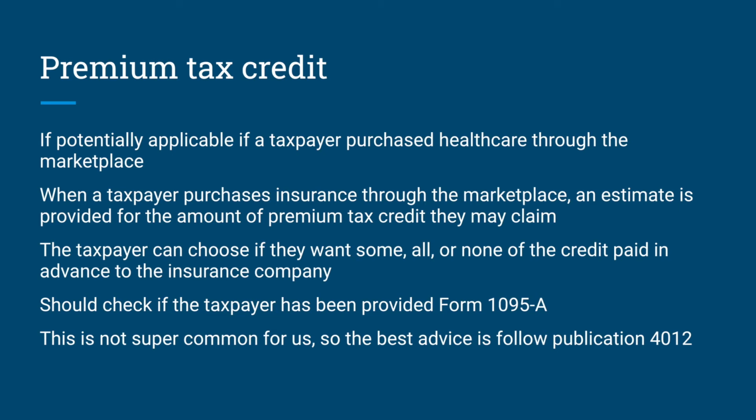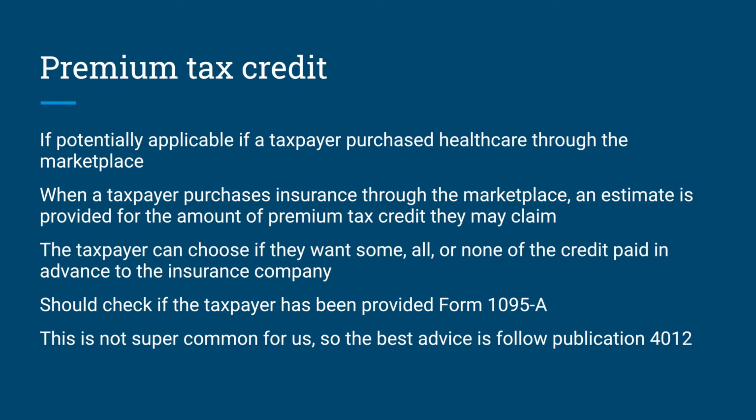So basically what happens is when a taxpayer purchases insurance through the marketplace, an estimate is provided for the amount of premium tax credit that they may claim. And then the taxpayer is given the option to choose if they want some, all, or none of the credit paid in advance to the insurance company that they are getting insurance from through the marketplace. And we should check if the taxpayer has been provided Form 1095-A, because they have been. That's going to make our lives super easy.